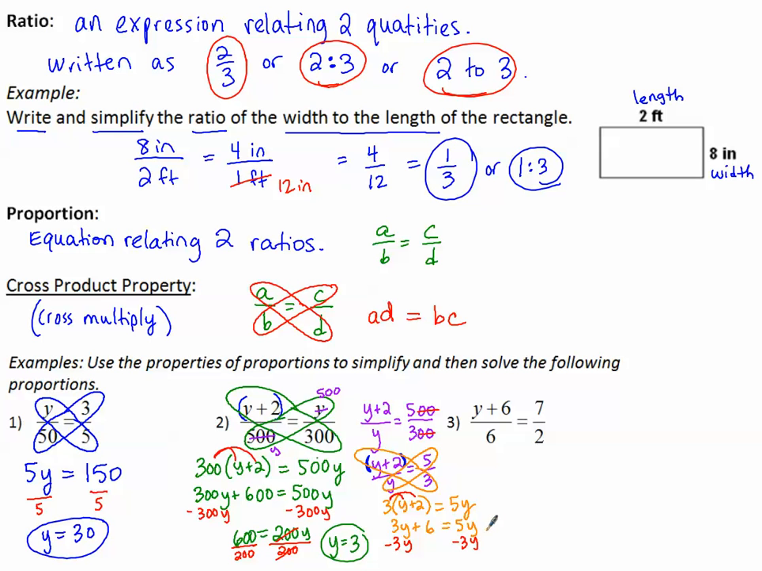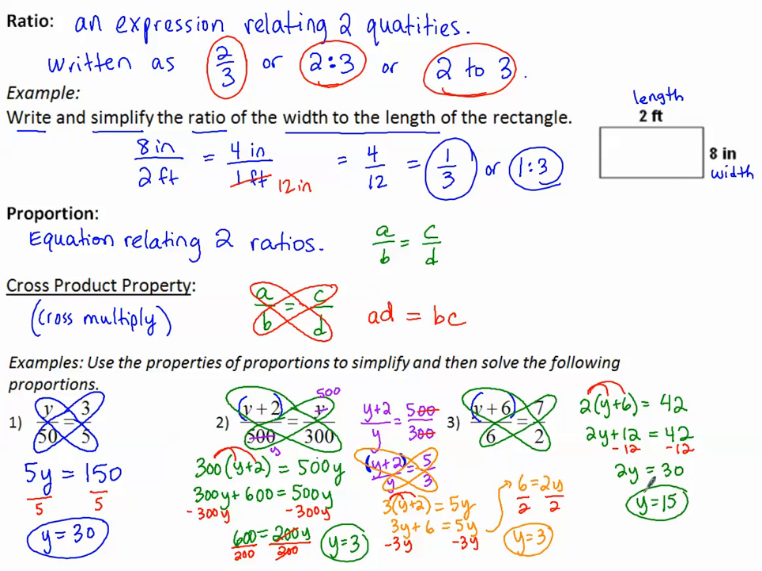And let's relocate a little bit here so we have more room. 6 equals 2y, and dividing by 2, y equals 3. And my numbers were simpler. Same answers, but my numbers were simpler. Just a thought: maybe try number 3 on your own. Come back and see how you did. Did you get that y equals 15? If not, stick around and check your process.